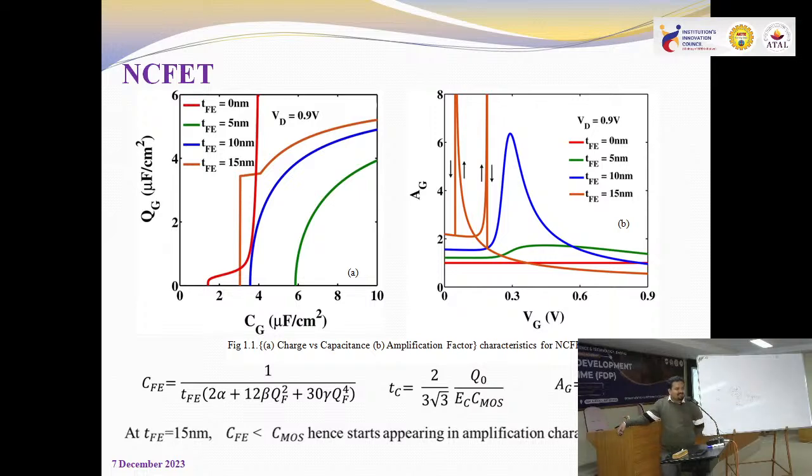So the full form of NCFET is negative capacitance field effect transistor. Now, a few slides back, I told you about the LK equation, the Landau-Khalatnikov equation. There we got one relationship between charge and voltage. Now capacitance is what? Q equals CV, so C equals dQ by dV. If I differentiate that equation, I get the equation of capacitance. So from there I have got CFE equals 1 upon TFE into 2 alpha.